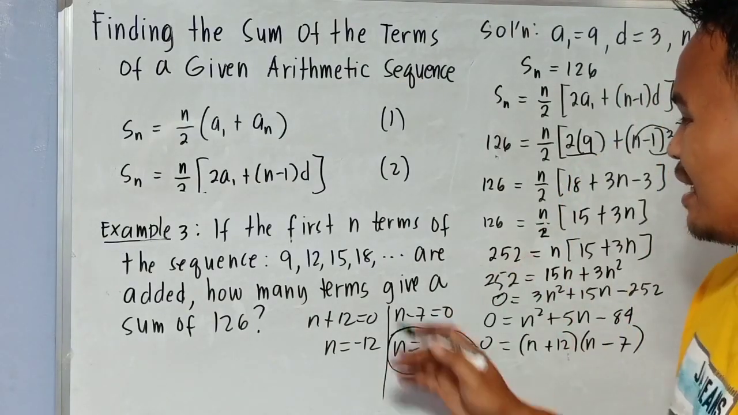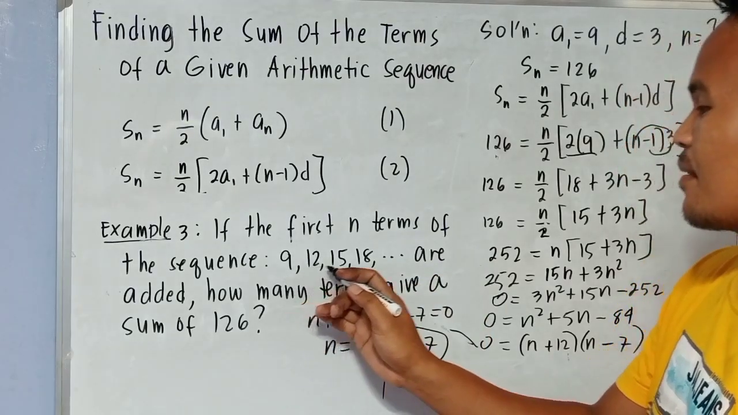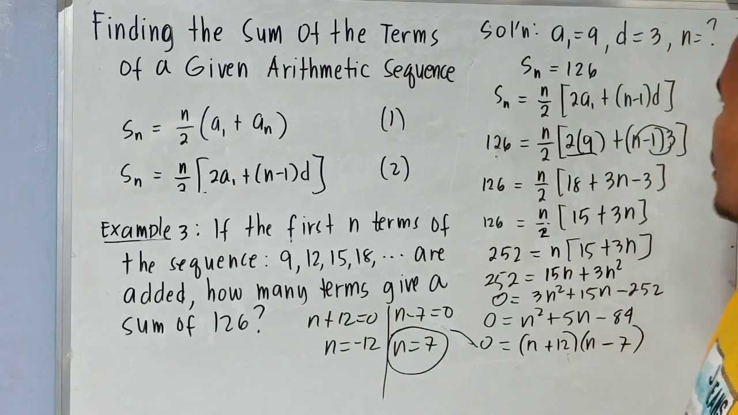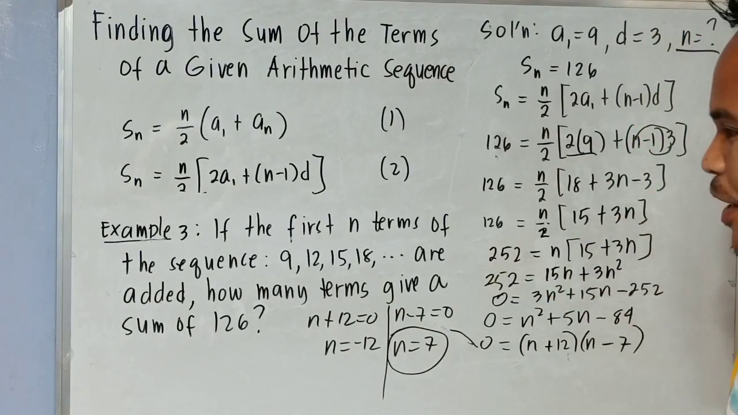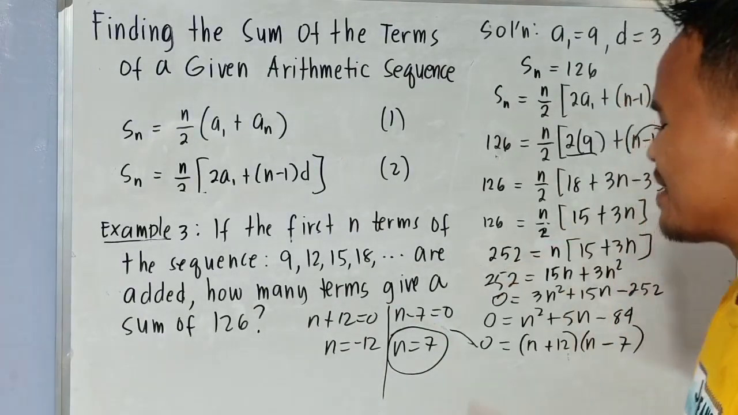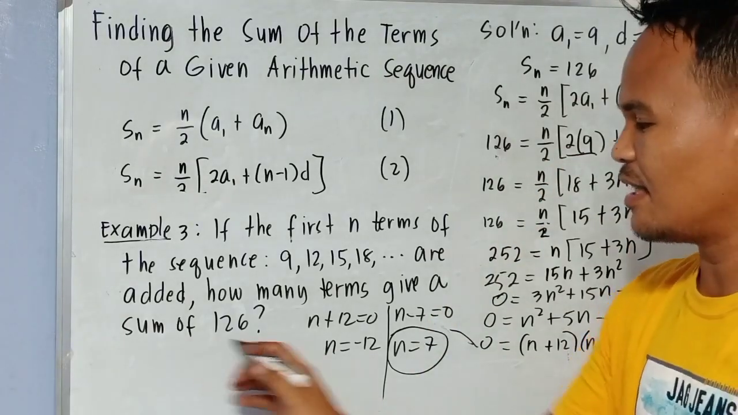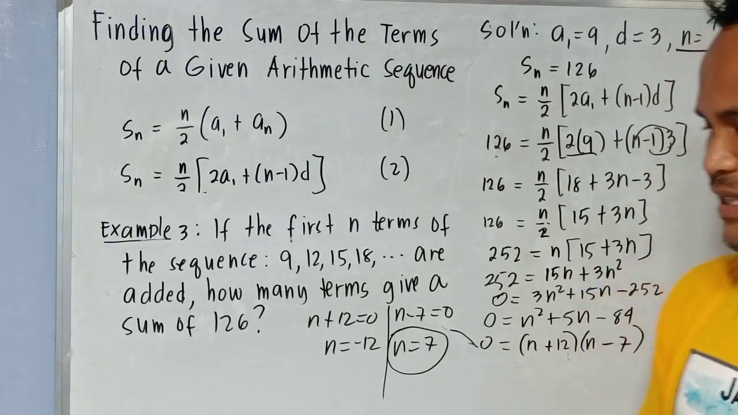If you add the 7 terms from 9 until the 7th term, the result is 126. So therefore, the value of n, or how many terms? There are 7 terms that we are going to add, and the sum is 126.